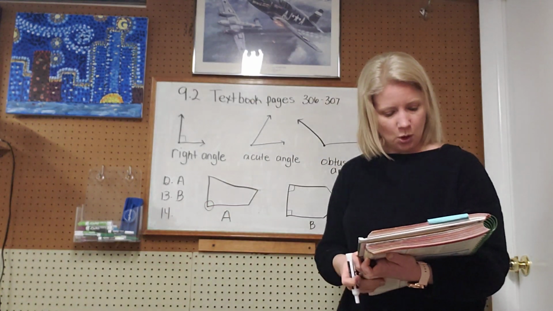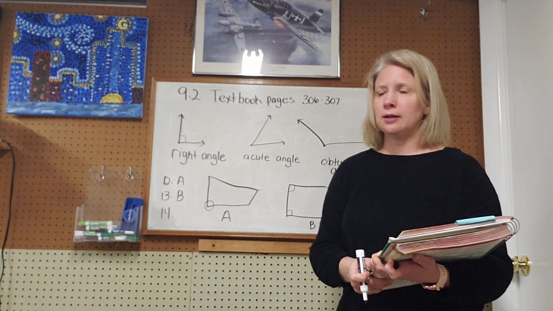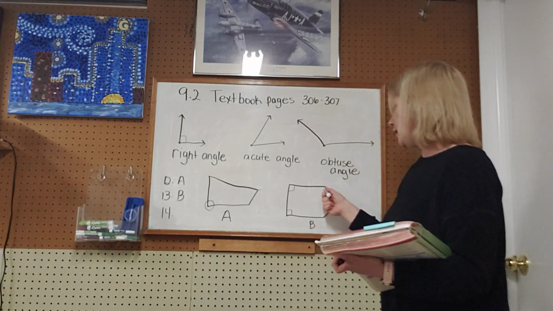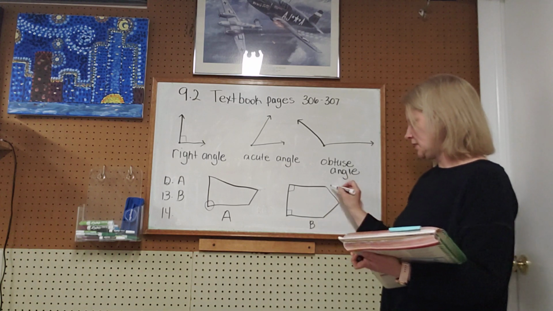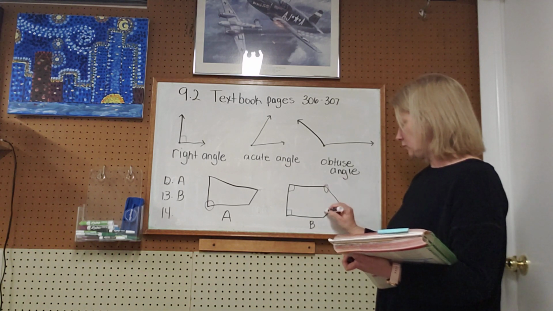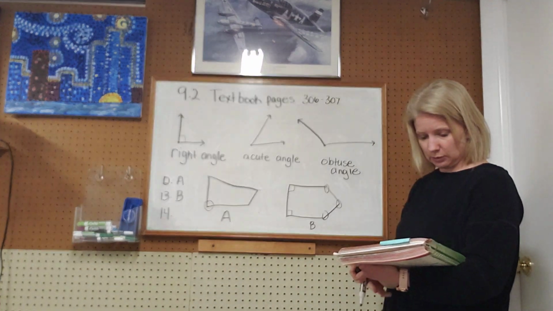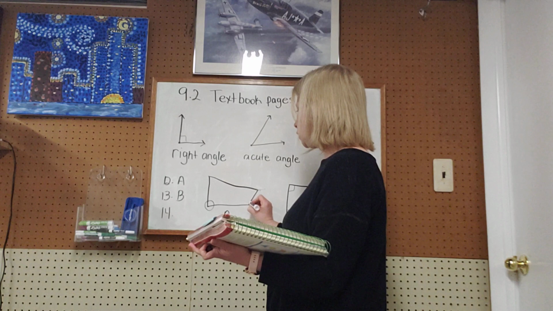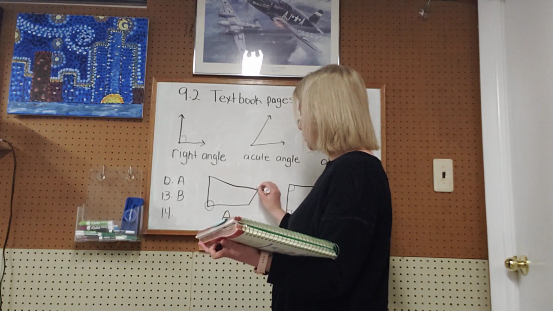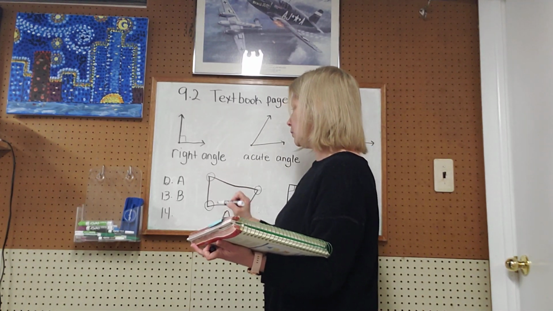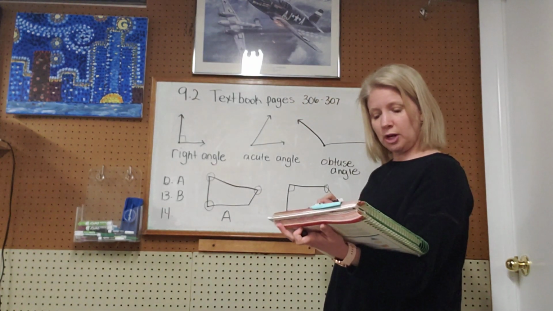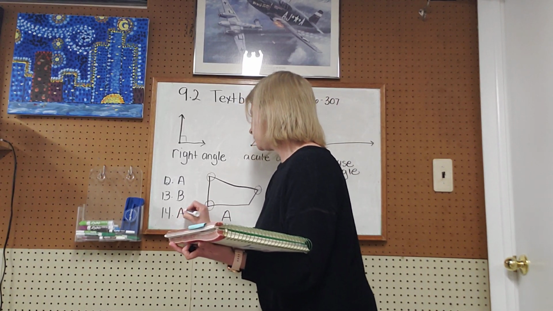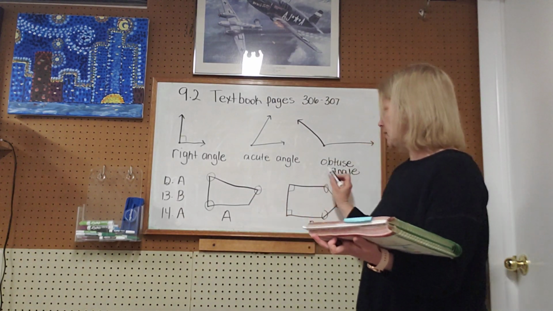Number 14. Which figure has 2 acute angles? Remember, acute is smaller than a right angle. This one has 2, because this is smaller than a right angle. But so is this one. So this one has 3 acute angles. This one's larger, so this one is acute, and this one is acute. There's 2. Which figure has 2 acute angles? That would be A. This one is larger. This one is obtuse.